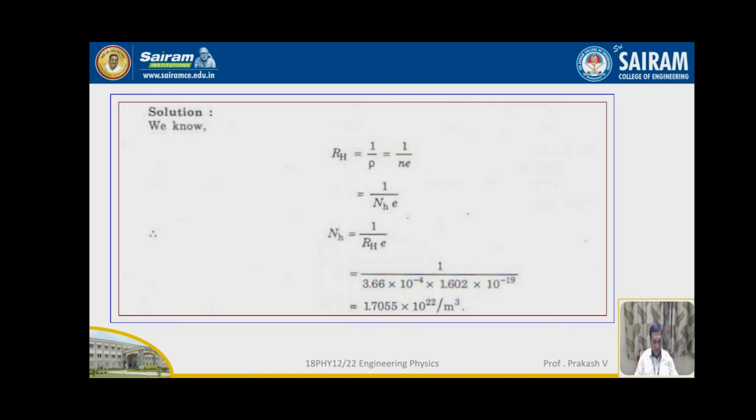Now next, if we look at the formulas, the value of RH is equal to 1 by rho, that is equal to 1 by NE, that is equal to 1 by NH into E. So the value of NH, that is hole concentration, is equal to 1 by RH into E. So after substituting the value of RH and E, the value of NH will be 1.7055 × 10^22 per meter cube.